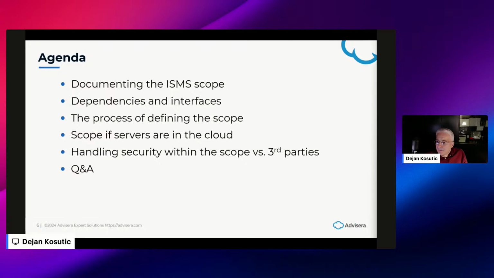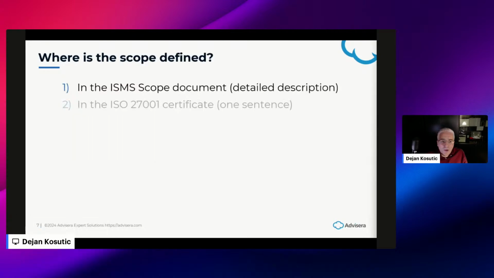Okay, very well. So the first question is really where you have to define the scope, and actually the scope is defined in two separate documents. The first document where you have to define it is your own internal ISMS scope document, where you go into a much more detailed description of what you have to protect. I'll show you in a couple of slides, and I'll also show you an example of how this could look.